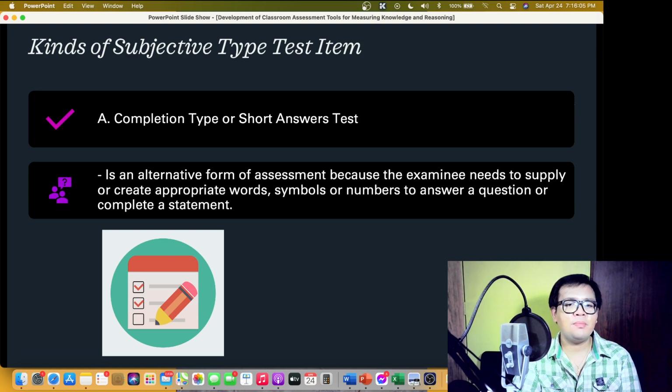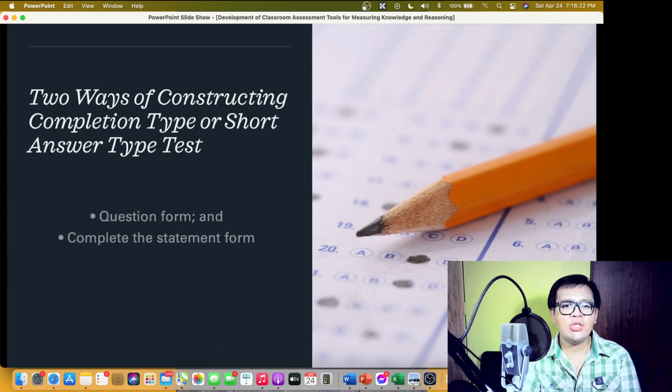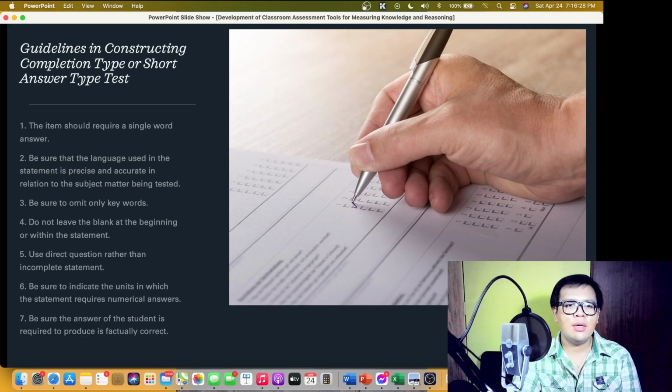So, first, the completion type or short answer test. In a short answer test, the examinee needs to supply or create appropriate words, symbols, or numbers to answer a question or complete a statement. There are two ways of constructing a completion type or short answer test, which has the question form and the complete-the-statement form. So, we also have guidelines in constructing completion type or short answer type of test.